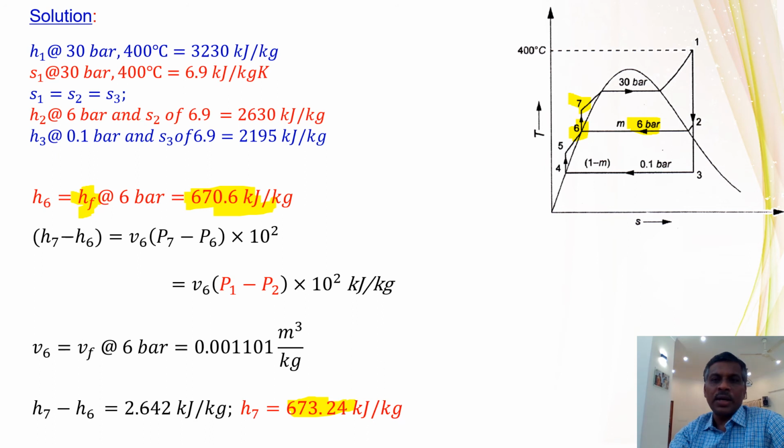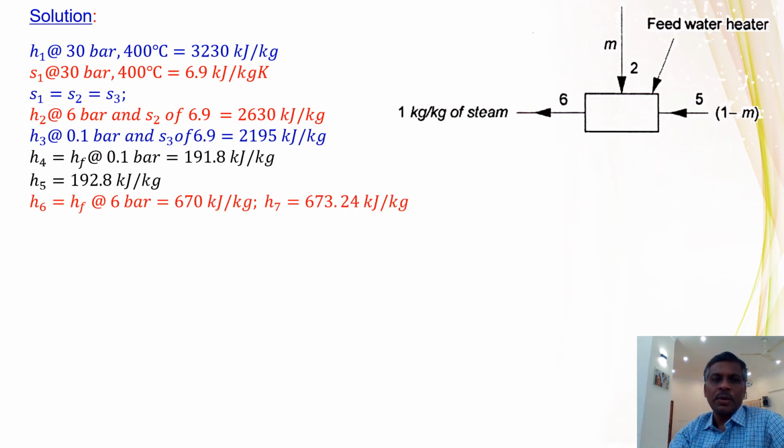Now you see that we have calculated 1 and 2, and 3 is from the Mollier diagram. 4 is nothing but hf at 0.1 bar. 6 is nothing but hf at 6 bar. And 7 and 5 we have calculated using this equation. So once all the enthalpies are known, writing the answer is very easy. We have calculated all the enthalpies, H1, H2 up to H6. So this diagram I asked you to remember, is it not?